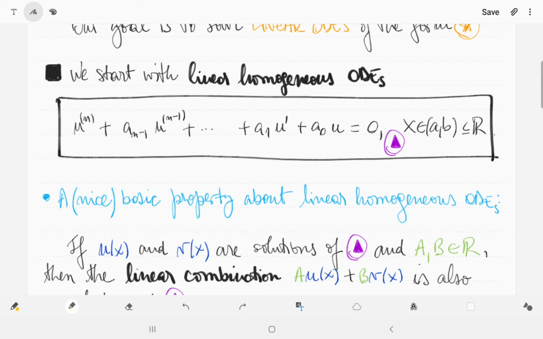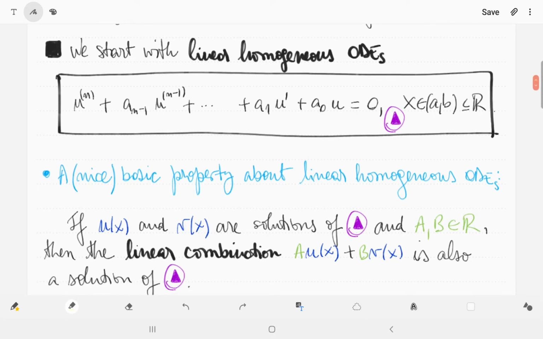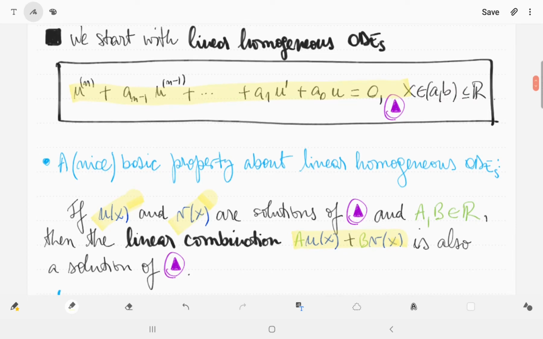We have a nice property for this type of equations, which is, imagine that I have two solutions, u and v. Since this equation is linear, when I take any linear combination of these two solutions, I get a new solution, a third one. This is because this equation is homogeneous, and of course because it's linear. You can check that. It's a nice exercise if you want to do that.